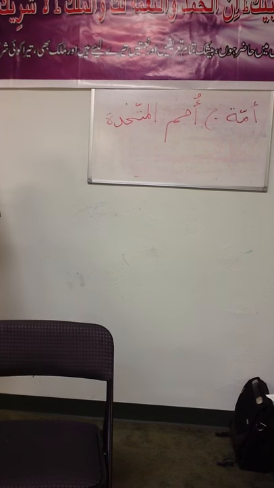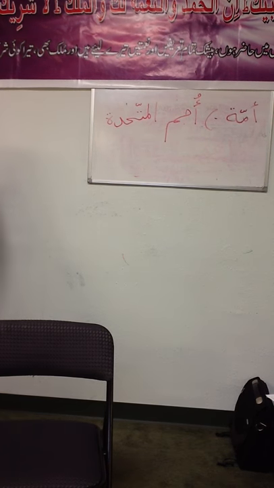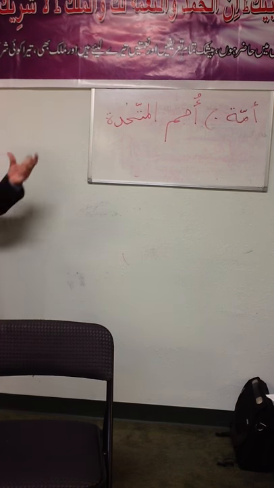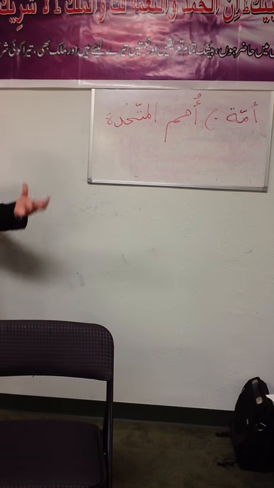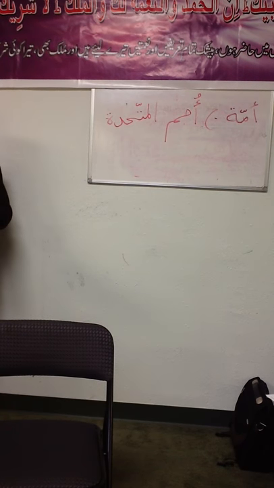Then the second word is al-muttahida. Muttahida means united. It's from ittihad. The root word of ittihad is wahd. So wahda, wahid, tawheed, it's all from the same root. So muttahida means united. So United Nations, they are called in Arabic al-umamul muttahida.